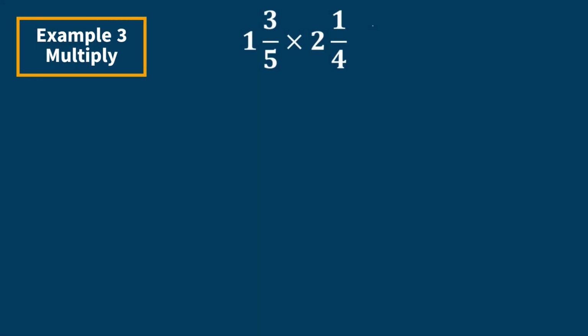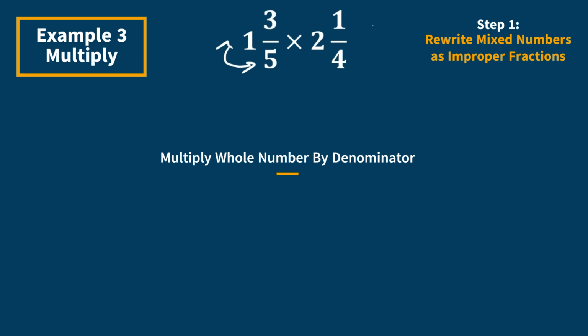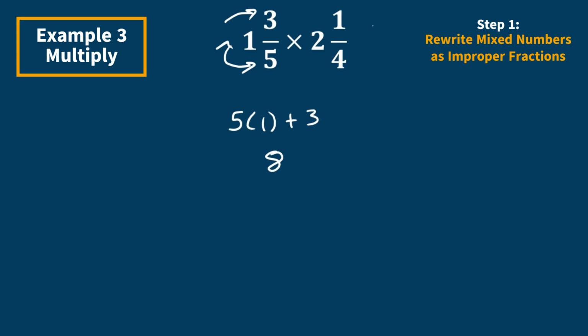Example number 3. We're given 1 and 3/5 times 2 and 1/4. So first thing we want to do, we're given mixed numbers, so we want to write those as improper fractions. And the way we do that is by taking our whole number and multiplying it by the denominator, which in this case is 5, and then you add it to the numerator. So what we'll have is 5 times 1 plus 3. And that will give us 8 over 5.